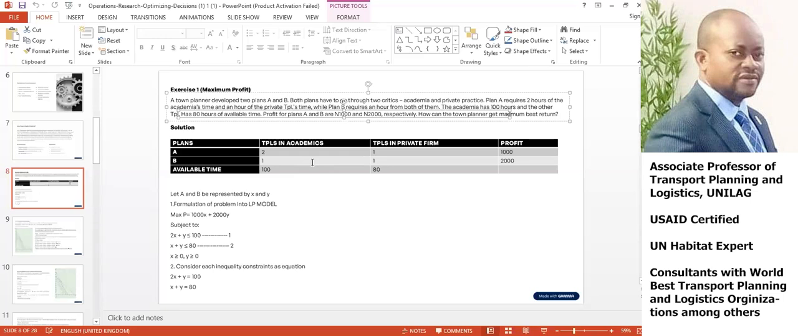With these two rows, this column is on X. This is on Y. And that is why this place is 2x plus y less than or equal to 100. This is the 100.